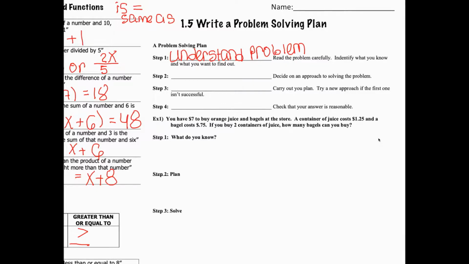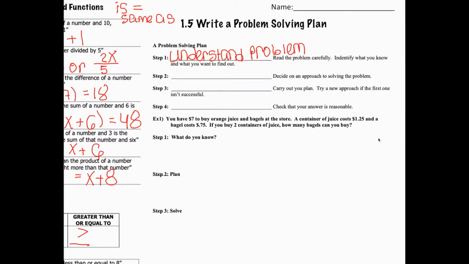Step two, devise a plan. So decide an approach to solving the problem. So whether that's, okay, I'm going to write an equation and solve for the variable, I'm going to graph it, I'm going to draw a diagram, whatever plan you're going to do. Step three is you carry out your plan. Try a new approach if the first one isn't successful. So don't just give up if you try one thing and it's not working out. Think about what else you could do.